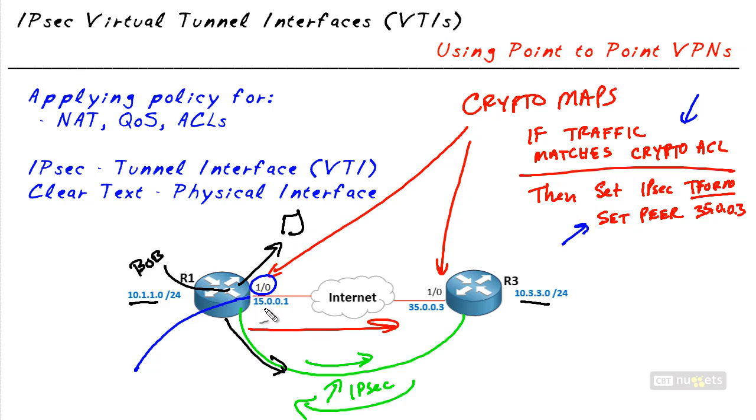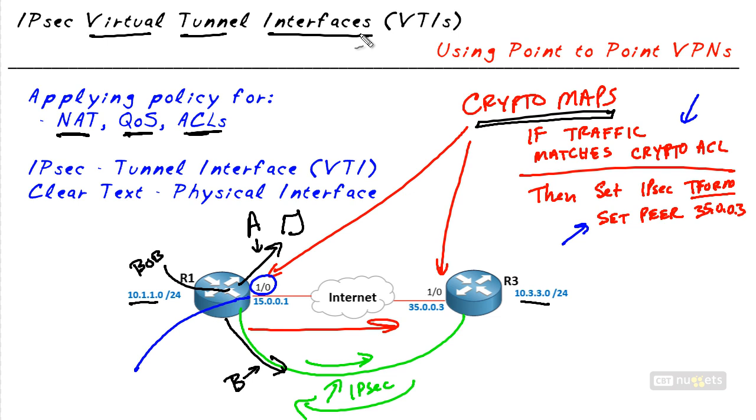Now, one of the challenges with that is, what if we wanted to have certain types of manipulation or features applied to IPsec traffic, but not to the clear text traffic, or vice versa? Using crypto maps, there wasn't a really clean way to apply, for example, policy A to clear text traffic and policy B to the encrypted traffic. And when I'm talking about policy, I'm talking about policies such as network address translation, quality of service, access control lists, etc. So to help separate that and make it a lot easier to both implement IPsec and to put different policies on different types of traffic, we can use the IPsec virtual tunnel interface feature on the IOS router.